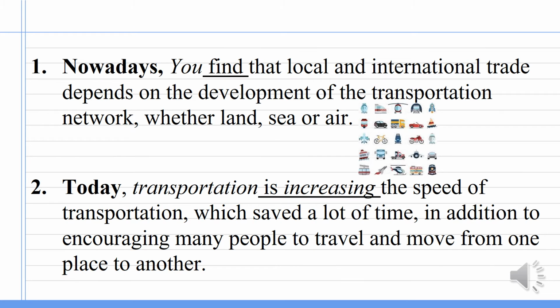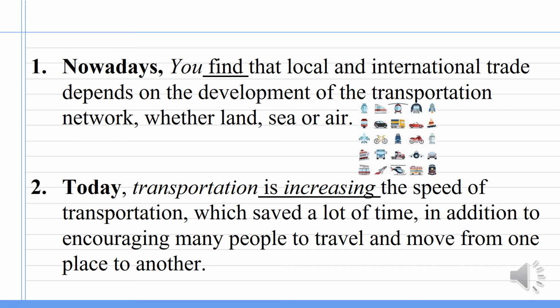Okay, here we have two more sentences about time contrast and present. In these sentences, you need to remember, class, to find the time expression and the verb. But in this case, you are going to tell me what type of present we use. Sentence number 1. Nowadays, you find that local and international trade depends on the development of transportation, whether land, sea, or air. Where is the time expression? Yes, nowadays. And here, what type of present do we use? Yes, we are using simple present.